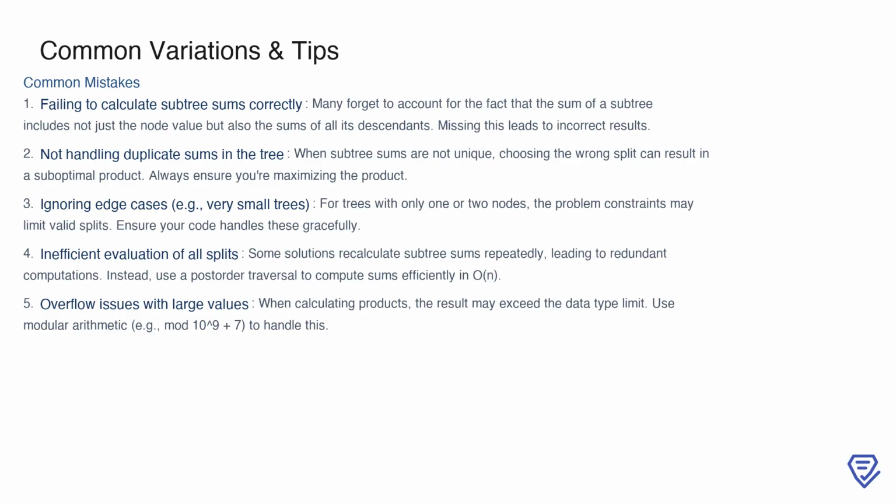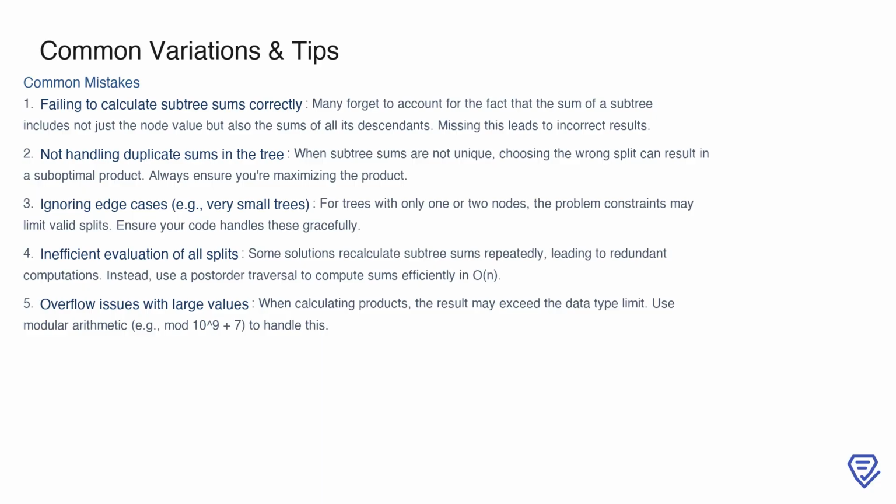Additionally, edge cases like very small trees can be tricky. For example, trees with only one or two nodes might not allow valid splits under the constraints, so your solution needs to handle these carefully. Inefficiency is another common pitfall. Some solutions recalculate subtree sums repeatedly, which wastes time. Instead, you can use a post-order traversal to compute these sums efficiently in linear time.